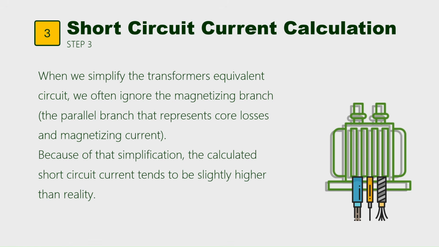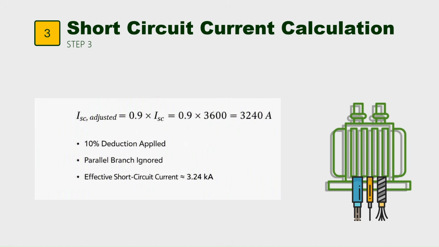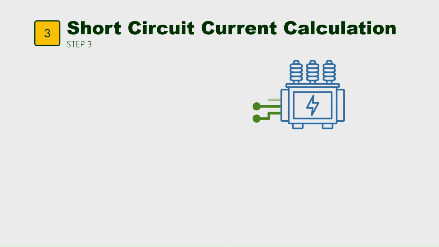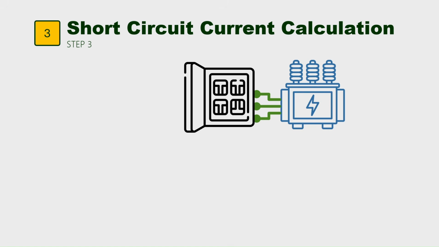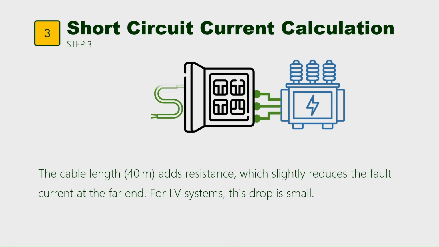Because of that simplification, the calculated short circuit current tends to be slightly higher than reality. So, to make the result more realistic, we deduct about 10% from the theoretical value. ISC adjusted is 0.9 times ISC. For your case, that means the effective short circuit current at the transformer terminals is approximately 3.24 kiloamperes, accounting for the neglected parallel branch. The cable length, 40 meters, adds resistance, which slightly reduces the fault current at the far end. For LV systems, this drop is small.